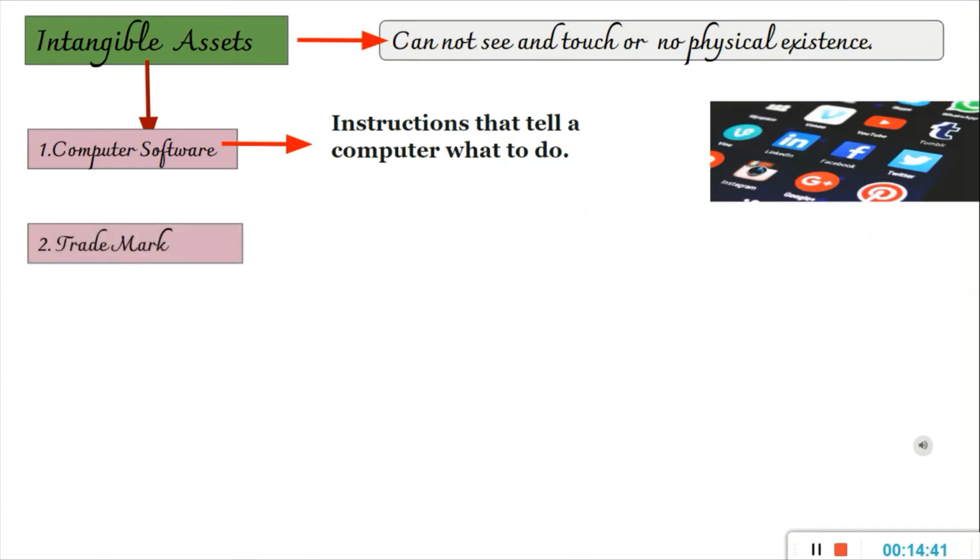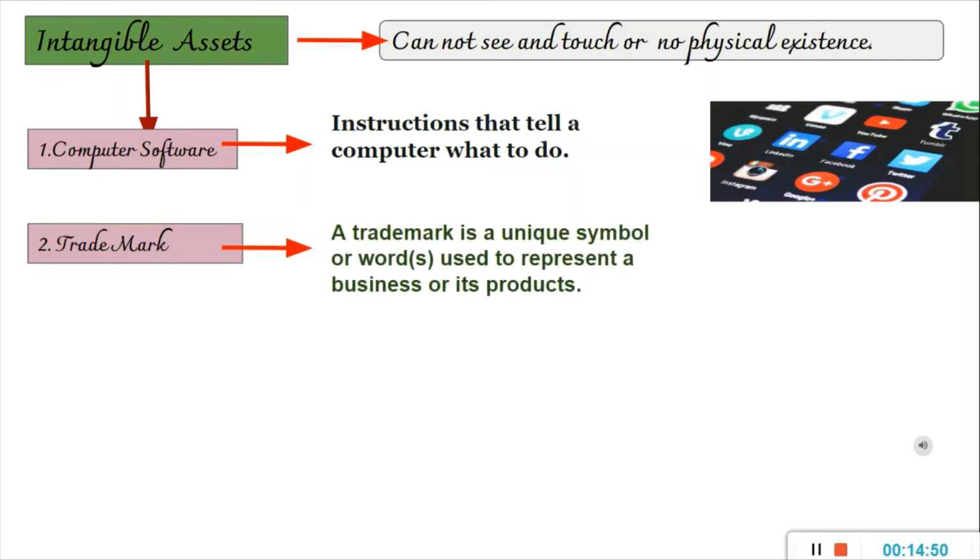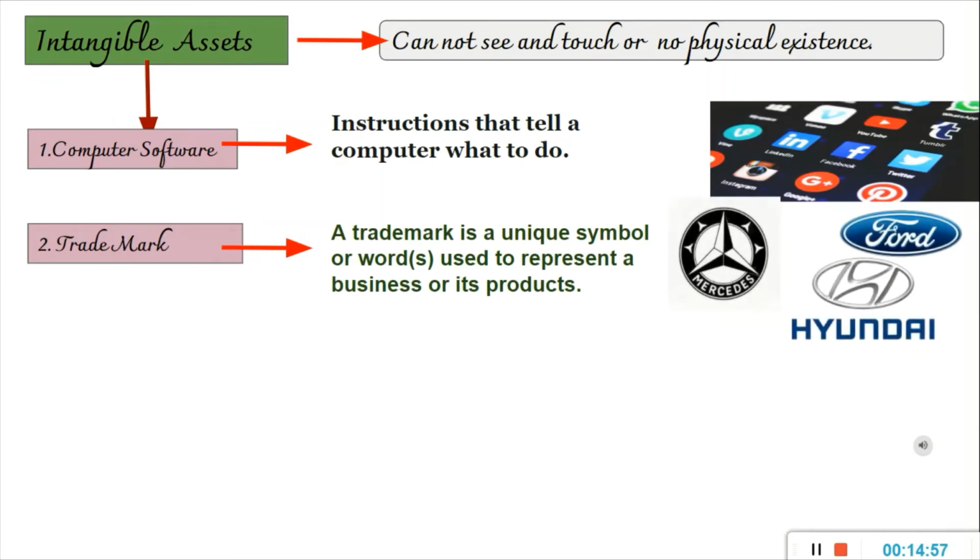The next example is trademark. You can see that big businesses or big companies have their own logo, their own sign or their own symbol, right? I have already given a few logos here. These are all vehicle logos. The first one, can you see, is the symbol of Mercedes, right? The next one is Ford, then Hyundai. By seeing the logo, we can identify the company, right? These are common logos, isn't it?